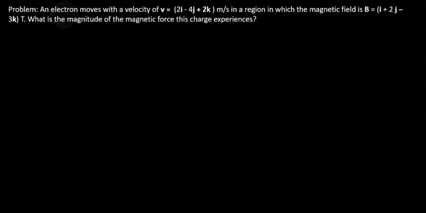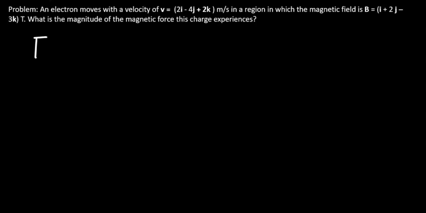Problem 2. An electron moves with a velocity of that. So this is a velocity vector for that electron in a region in which the magnetic field is given by that vector, the unit of which is Tesla. What is the magnitude of the magnetic force this charge experiences?